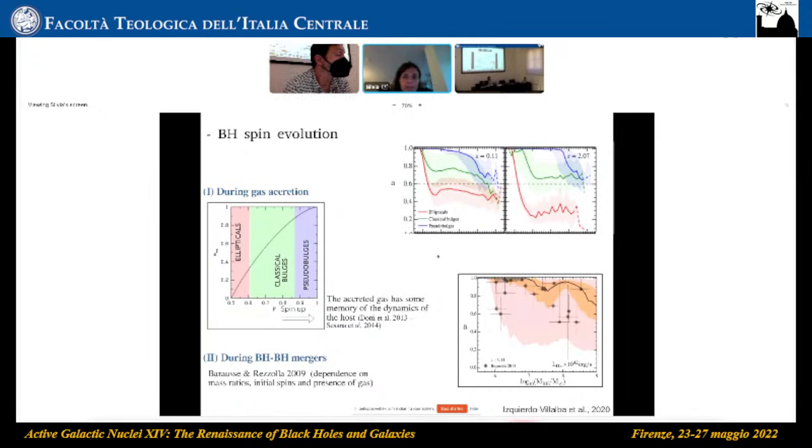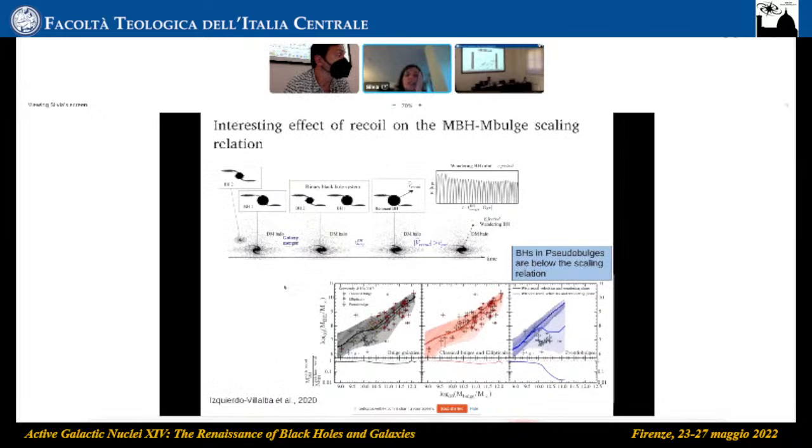The last result I just want to flesh out is an interesting effect that we found when we model the recoil. The recoil is the ejection of a black hole that just experienced a merger. The gravitational recoil effectively ejects the black hole from the center of the galaxy, and then the black hole can eventually return on a time scale that depends on the properties of the host galaxy.